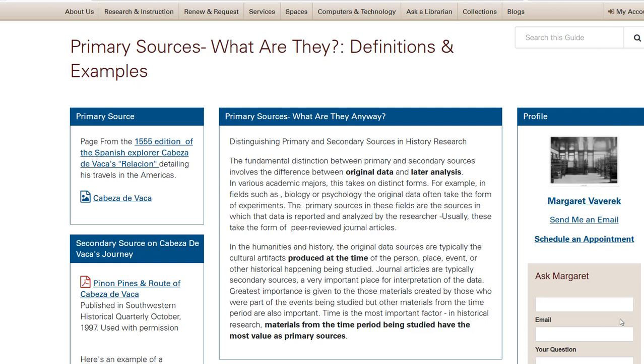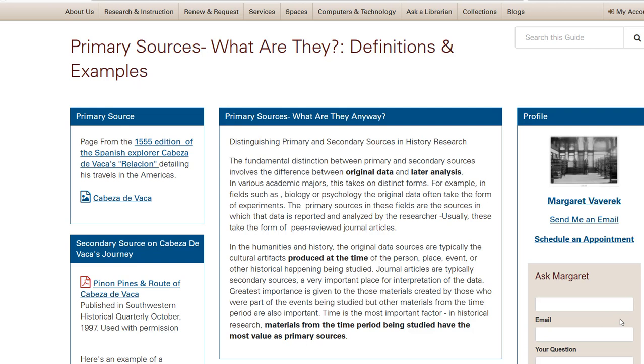The original data sources are typically produced at the time of the person, place, event, or other historical happening being studied. These can take many forms, including written documents, creative works, oral presentations, photographs, and other artifacts. Journal articles and books are typically secondary sources, a very important place for interpretation of the primary source data.